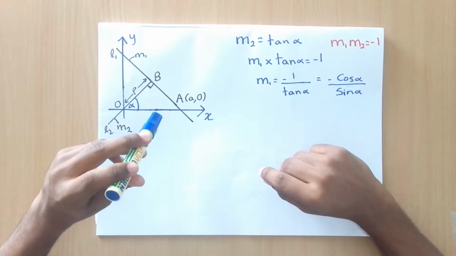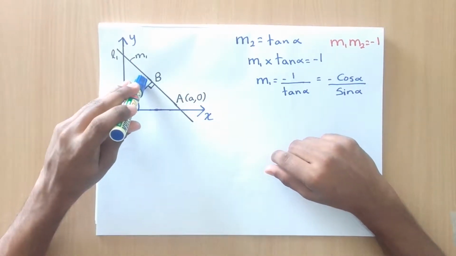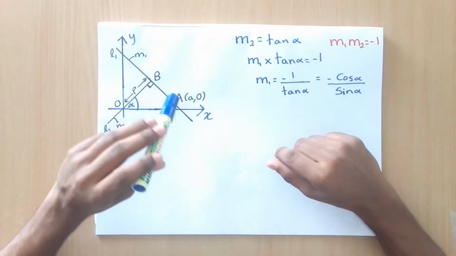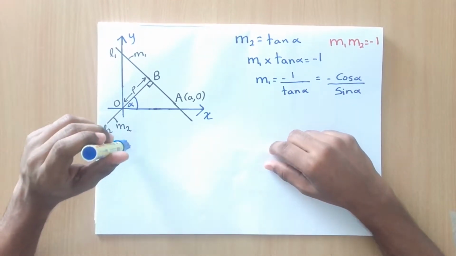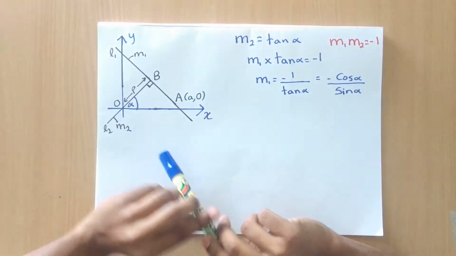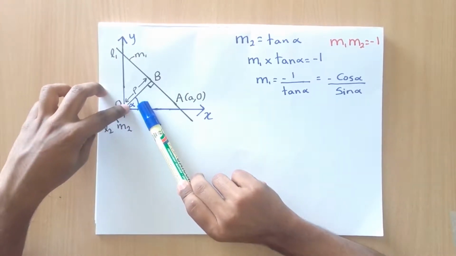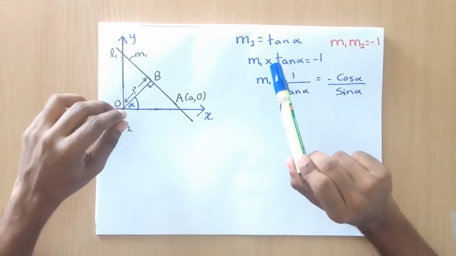We learned before that if we are to find the equation of this line L1, we need the value of this gradient m1 and the value of the coordinates of a point on this line. We can see that the gradient of this line L2 is tan alpha. So we can say that m2 equals tan alpha.